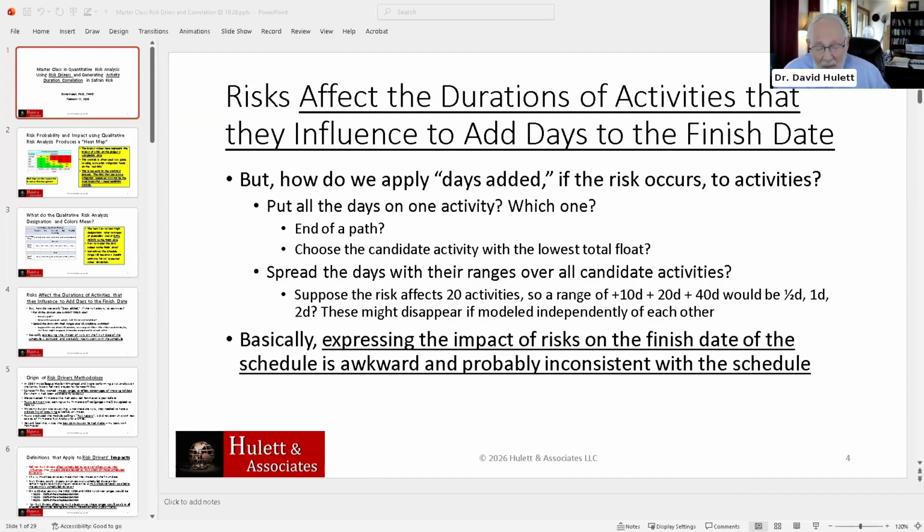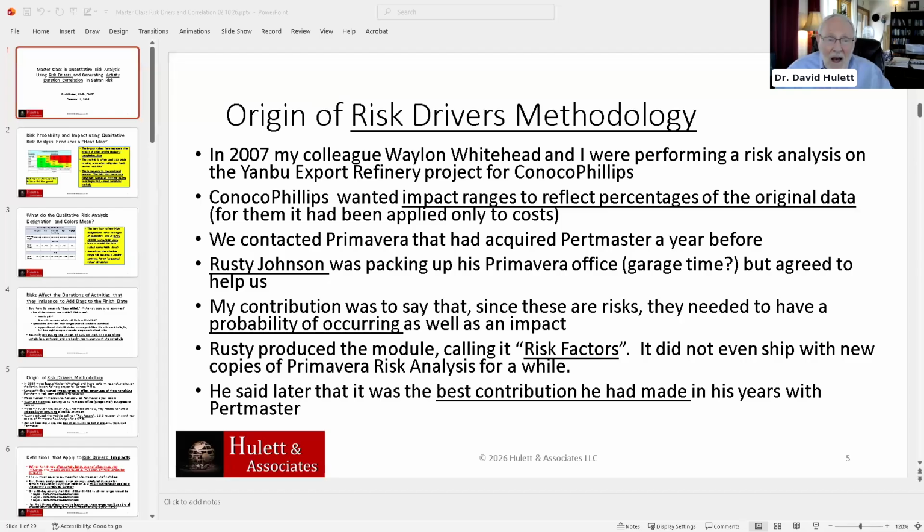You either jump to the finish date or you go to putting days added to the activities that are affected, and yet on the other hand, it doesn't seem to work. So I mentioned risk drivers, and I think Steve mentioned something about it. So here's the birth of an idea.